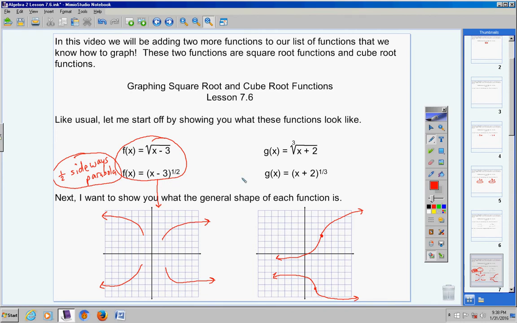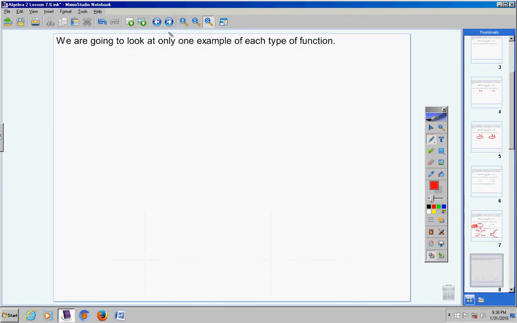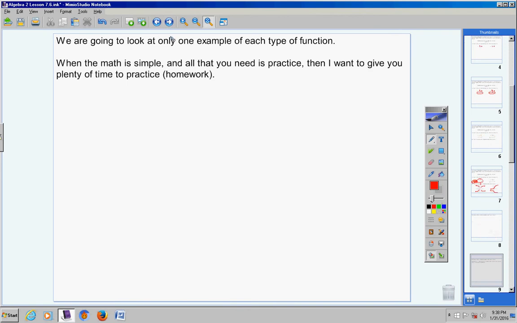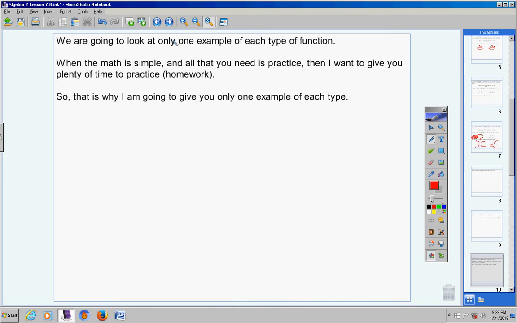Alright, let's continue on. Now, we're going to look at only one example of each type of function. When the math is simple and all that you need is practice, then I want to give you plenty of time to practice. Of course, by practice, I mean homework. And I think you guys can appreciate that I'm not going to bore you with a long video when it's just not necessary. I want to give you as much time as possible to work on your homework, so hopefully a lot of it will be done in class. So that's why I'm going to give you only one example of each type, okay?